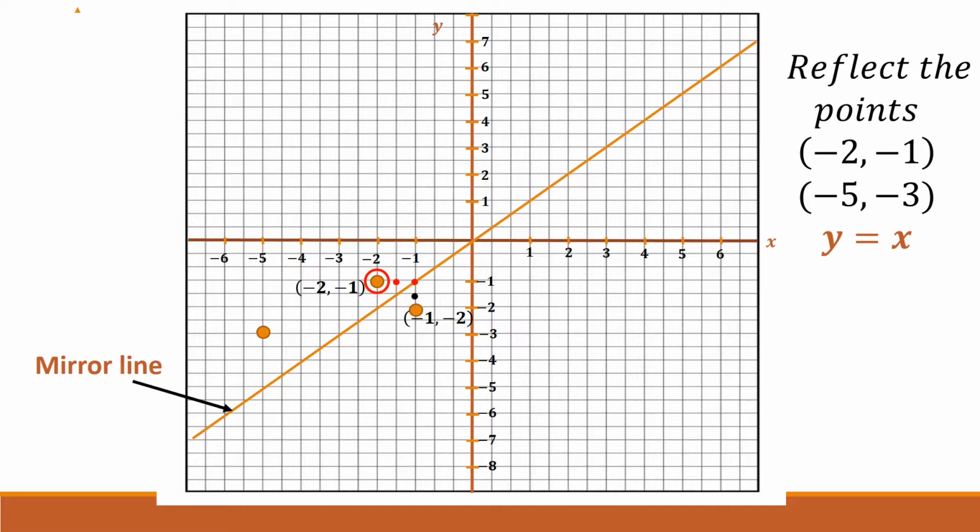Now when we consider the next point, (-5, -3), under the reflection in the line y equals x, in the same way, we move this point towards the mirror line. Let's count the number of times: 1, 2, 3, 4. So I moved 4 steps to get to the mirror line. In the same way, since it is a slanted mirror line, you are going to move 4 steps down: 1, 2, 3, 4. So the last point produces the image point (-3, -5).